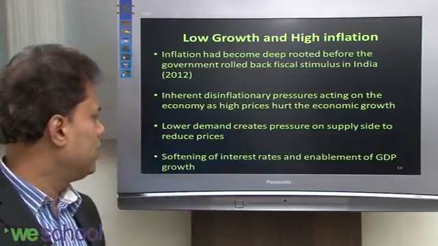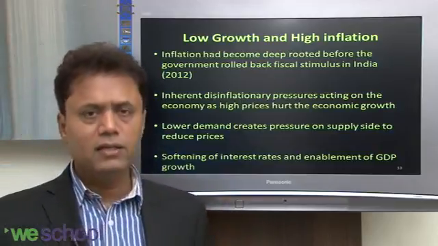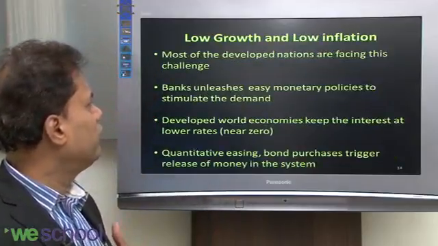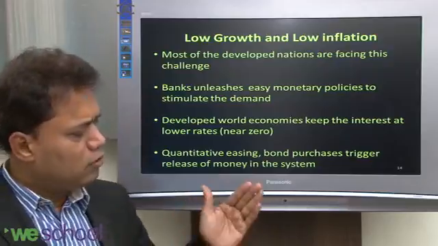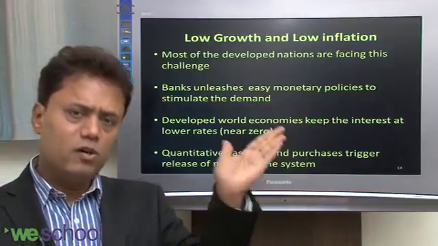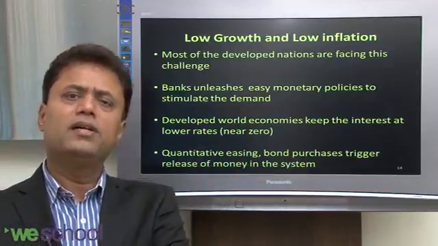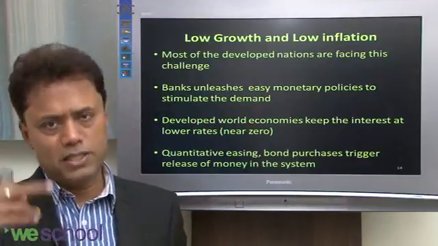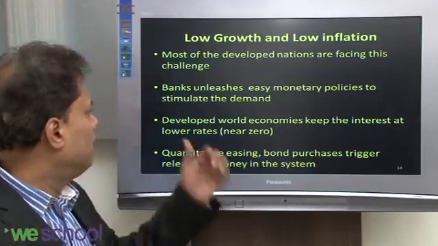Softening of interest rates and enablement of GDP growth. So then it happens, interest rates are getting reduced. Low growth and low inflation. So it reaches the point where growth finally falls. Inflation also falls because demand is becoming less and supply becoming more, because that's the cycle.